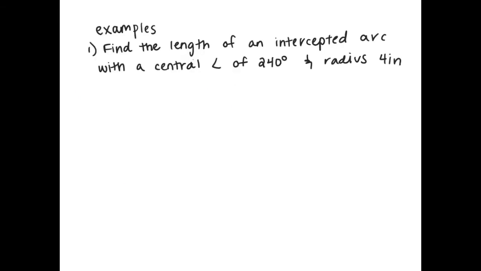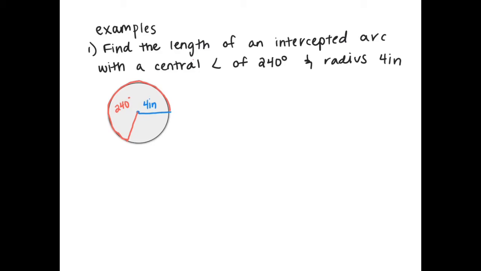So I want us to find the length of an intercepted arc with a central angle of 240 degrees and a radius of 4 inches. A central angle and the measure of the angle are going to be the same thing. For me, words are hard in terms of math, especially with problems like these, so I'm going to draw a picture. In my picture, I have a circle with a radius of 4 inches and a degree measure of 240 degrees, as you see here.